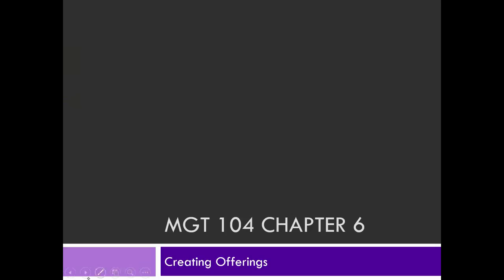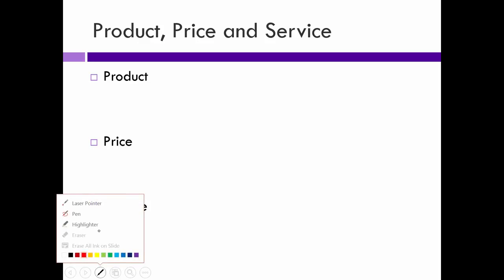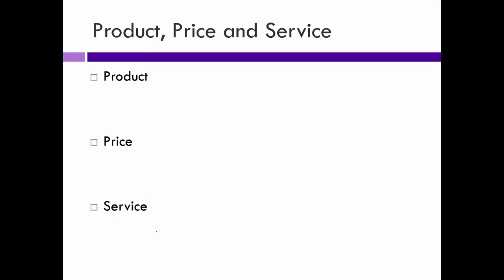Okay, here's our Chapter 6 summary, where we are talking about creating offerings for consumers. And we start out here talking about product, price, and service. So the product is generally what we think of as a tangible product that people buy. And then it has features and benefits along with it.